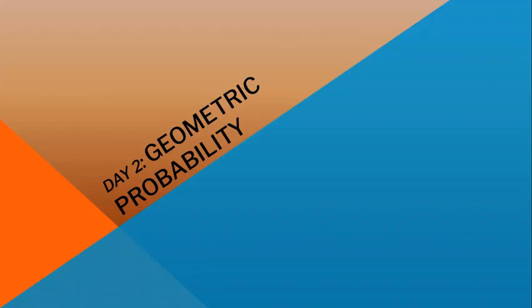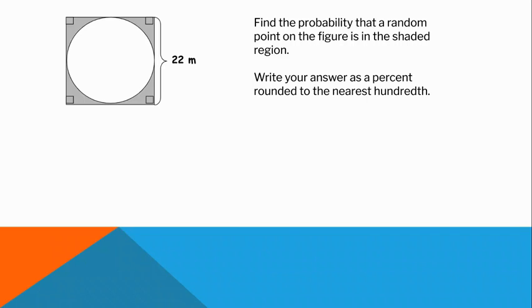A little bit of what we learned in our last unit combined with probability. So find the probability that a random point on this figure is in the shaded region. Write your answer as a percent rounded to the nearest hundredth. So let's talk about a strategy. Remember, probability was success over total.